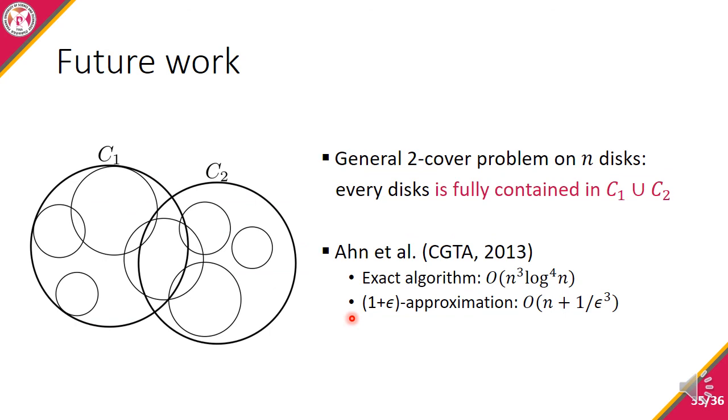Our future work is studying the general two-cover problem on input disks. In the general two-cover problem, find two smallest congruent disks C1 and C2 such that every disk is fully contained in the union of C1 and C2. It is a little bit harder than the restricted two-cover problem. The algorithm of previous work is slower by a log n factor than the result for the restricted two-cover problem.